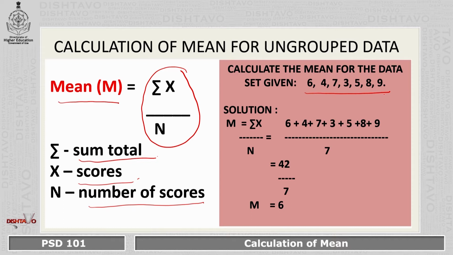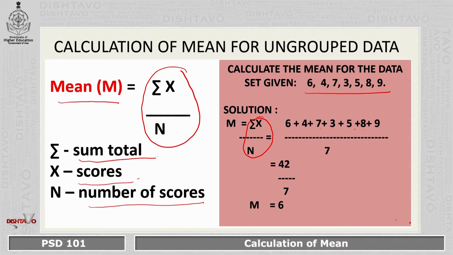How do you calculate the mean? First step is you write the formula for calculation of mean for ungrouped data. Mean is equal to sigma x upon n. Once you write this, then you put an equal to and add all the numbers in the data set. So it will be 6 plus 4 plus 7 plus 3 plus 5 plus 8, 9.